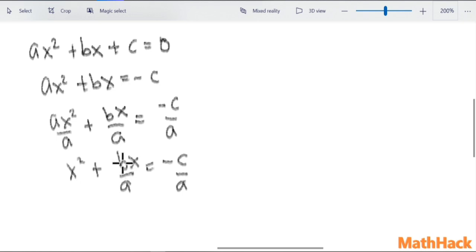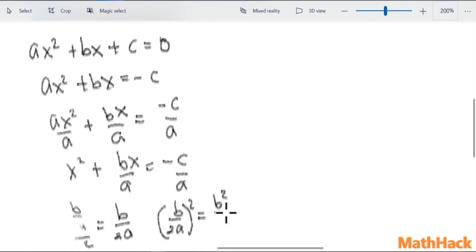Then I will need to make the left hand side a perfect square trinomial. I will take this numerical coefficient here and divide it by 2, and we'll have b over a divided by 2 is equal to b over 2a. Then I'm going to square this one, so we have b over 2a raised to the power of 2. That should be equal to b squared over 4a squared.